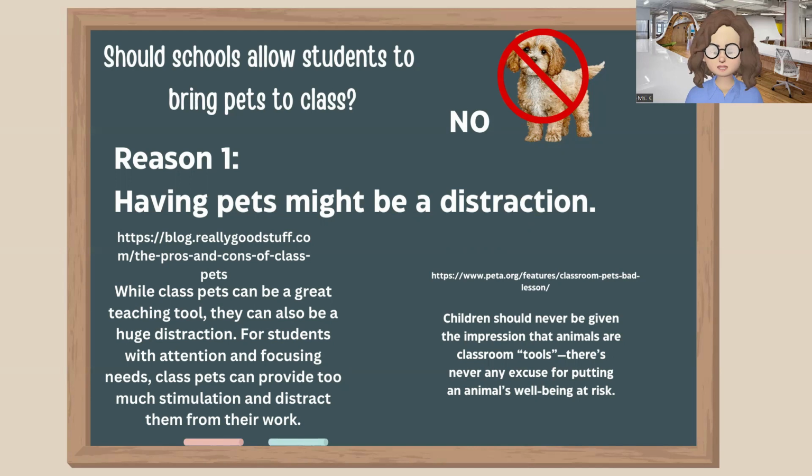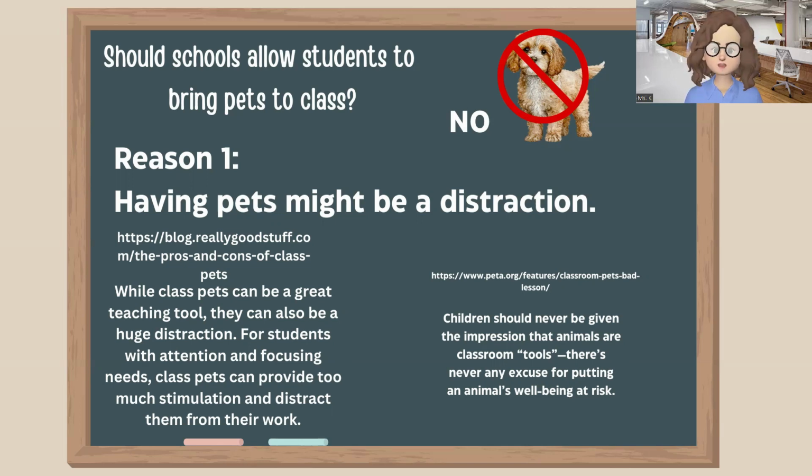Let's take a look at our second evidence we found. Children should never be given the impression that animals are classroom tools. There's never any excuse for putting an animal's well-being at risk. And this is from PETA.org, Classroom Pets Bad Lesson. So PETA is saying that having animals in the classroom, we don't want to think of them as tools. We want to think of them as loving pets at home where they have yards, dog parks, and pet-friendly environments, okay? Okay, so these are just a couple evidence to support the reason why having pets might be a distraction.